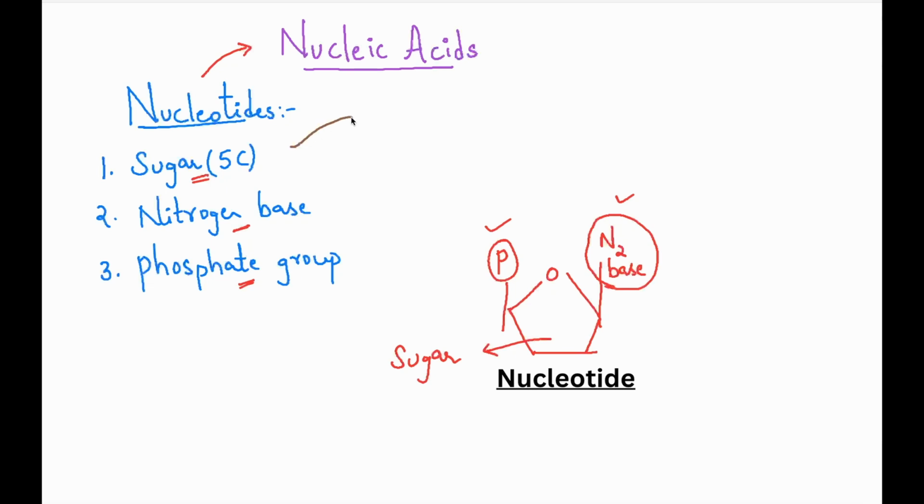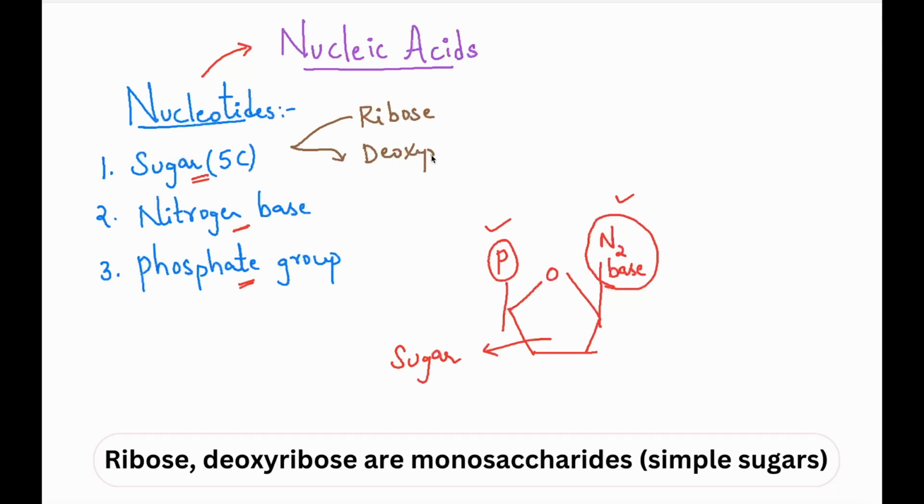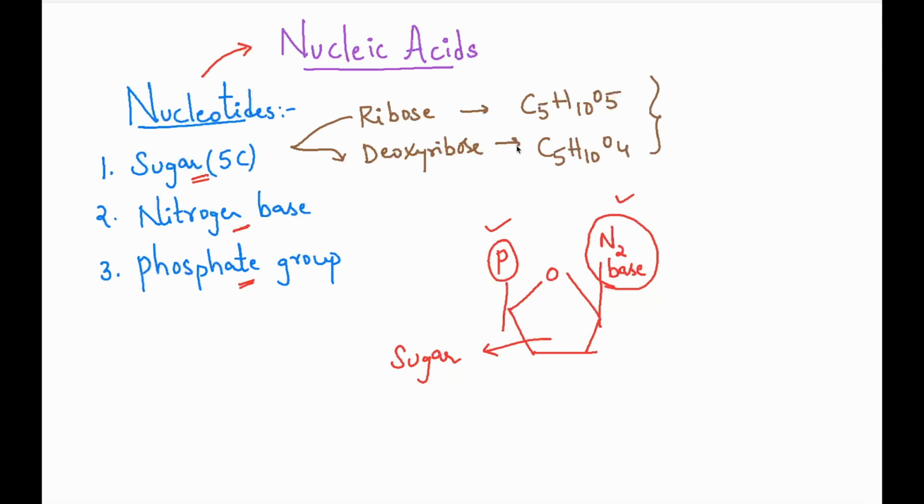There are basically two different types of sugars: ribose sugar and deoxyribose. If you look at the molecular formulas of these sugars, you will notice that they are almost identical except for one oxygen in ribose. Deoxyribose sugar is present in DNA, whereas ribose sugar is present in RNA. Deoxyribose sugar contains one oxygen less than ribose sugar.